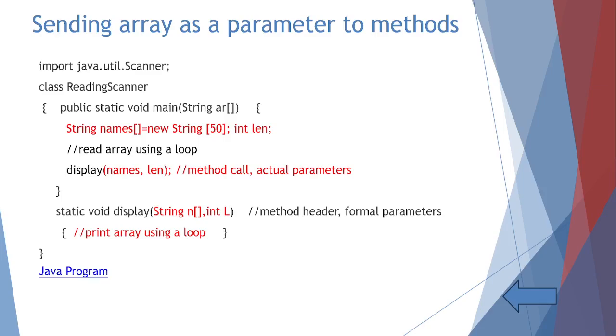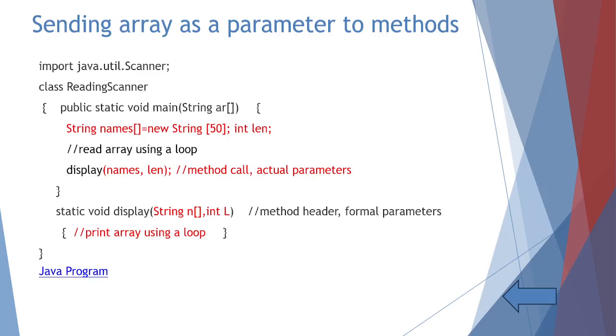So display names, no square brackets in the method call, but at the method header, I mean the formal parameters, should receive an array, that is string n square brackets. If there are no square brackets, the display function understands that n is a single variable, not a collection. So at method call, no need of sending square brackets. Only the reference or address will be sent. Now, in the display method, names will be given the alias name n, but len is passed by value or call by value. So the value will be copied onto L.